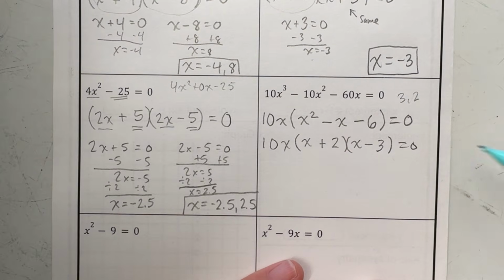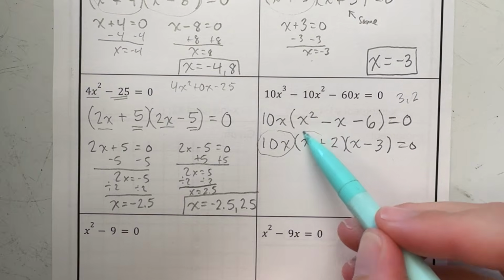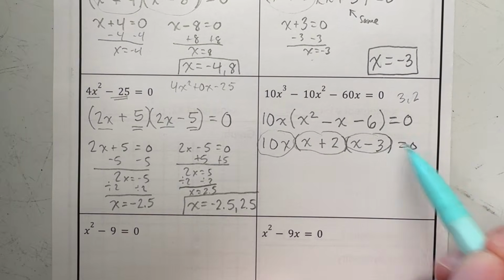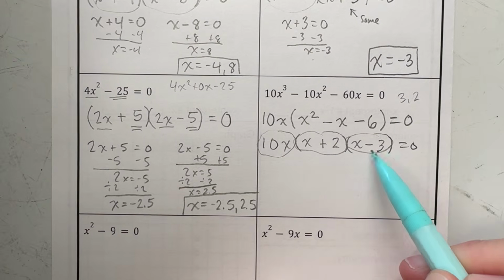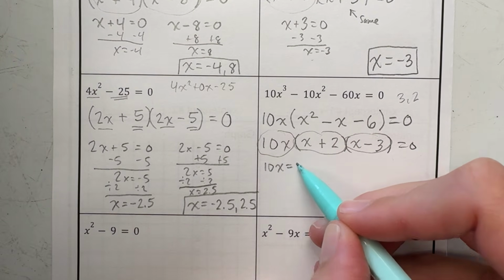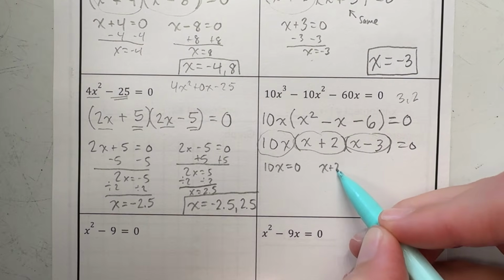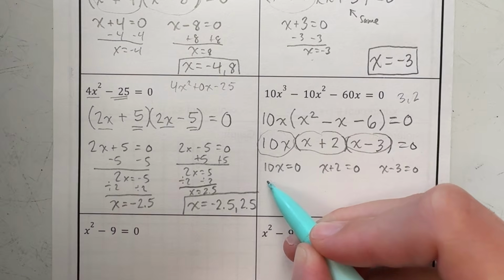Okay, now something really interesting has happened here. This is a factor times a factor times a factor equals 0. If this is equal to 0, or this is equal to 0, or this is equal to 0, the whole thing will be equal to 0. So I'm going to have three equations here, either 10x equals 0, x plus 2 equals 0, or x minus 3 equals 0, and I'm going to solve each of these.